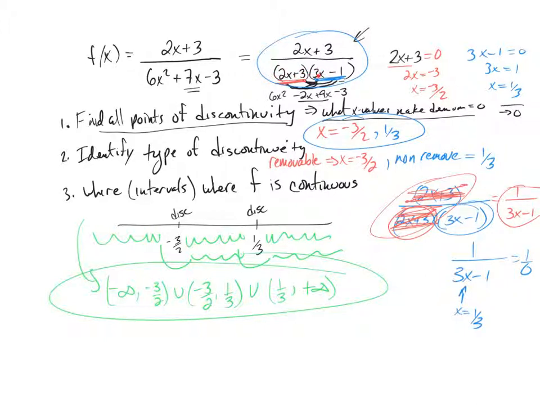So the hint there, though, is if they give you one of these things like a 2x plus 3 in the top, you can almost bet your life that one of the factors in the bottom will be that same factor, and it kind of helps you with the process there.